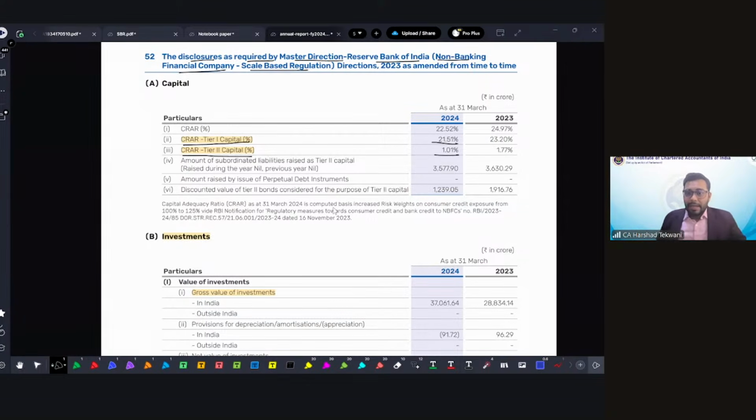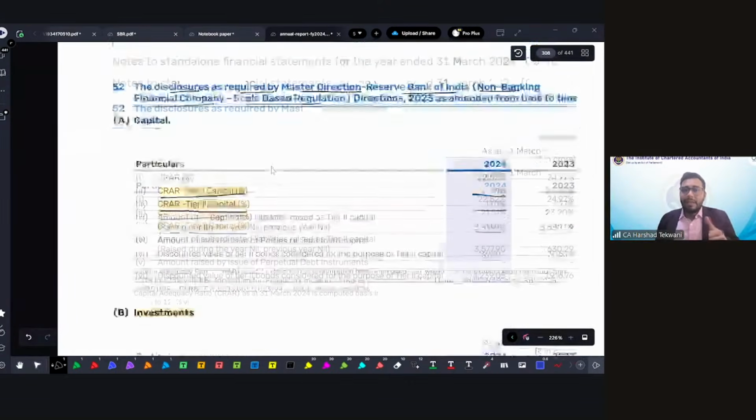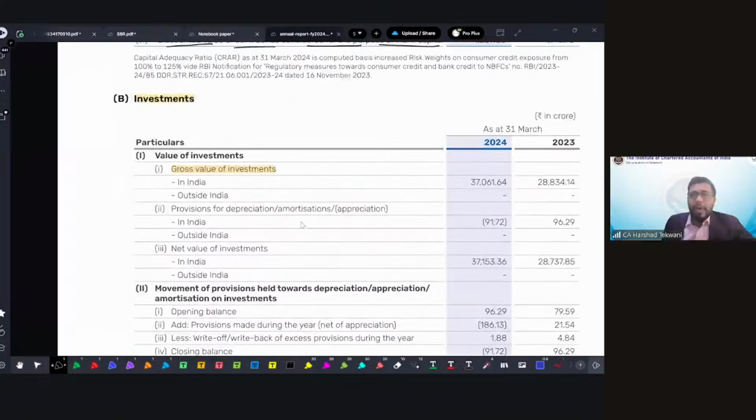And see, what is CRAR? This is nothing but the capital adequacy ratio. We will look into how it is required to be calculated. But these percentages are given in the regulation. As an auditor, we are required to see whether these percentages are being met by the company or not. See, discounted value of Tier 2 bonds considered for the purpose of Tier 2 capital. Discounted value. Then you have a lot of other things.